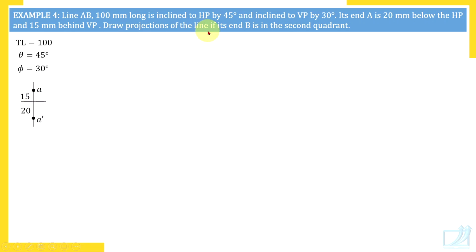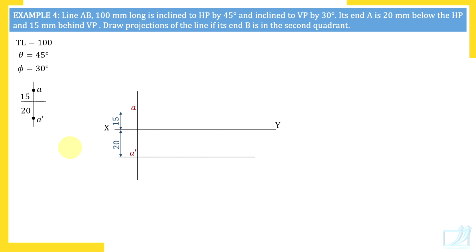Draw projections of the line if its end B is in the second quadrant. What do you mean by second quadrant? B and B dash, top view and front view of point B, both must be above the XY line. What do you mean by that? Both these distances you should measure upwards. Okay, so let's proceed. Draw the XY line. Draw the projector of the reference point A. Measure carefully and mark A and A dash.